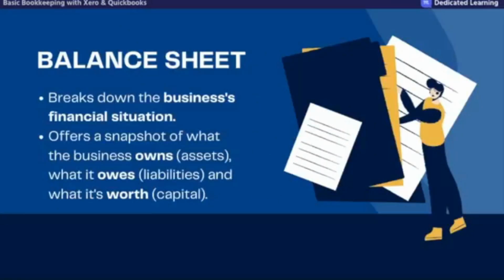First is the balance sheet, which is a report that breaks down your business's financial situation. It includes, as we've discussed earlier, the assets, liabilities, and capital or equity of the business. And its purpose is to offer a snapshot of what your business owns, so assets, what it owes, so liabilities, and what it's worth, so the capital or equity, as well as the amount invested by its owners, reported on a single day, so you can get a better understanding of the business's financial position.